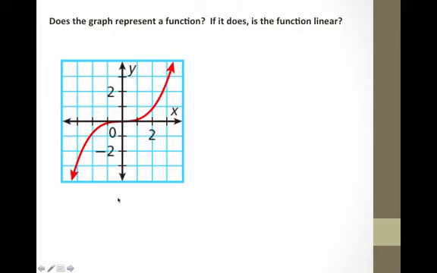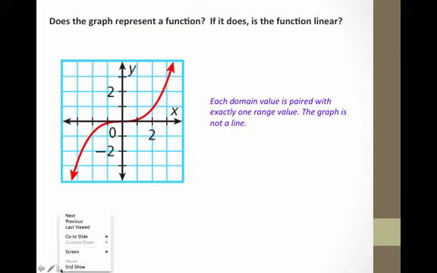Here we have a function. Every x value has just one y value. I could do my vertical line test, but in fact it doesn't graph a line. So this is not a linear function, but it is a function.